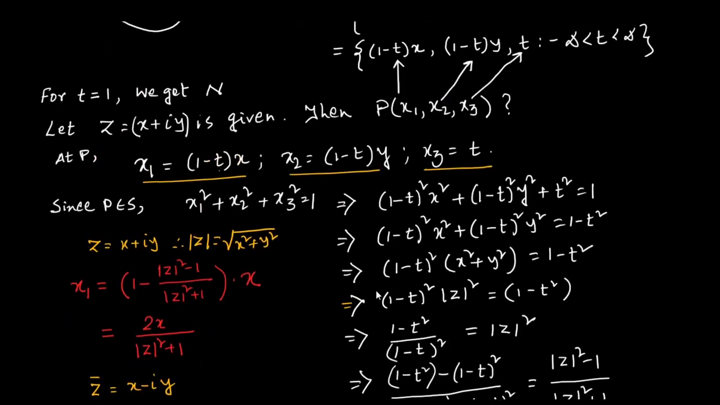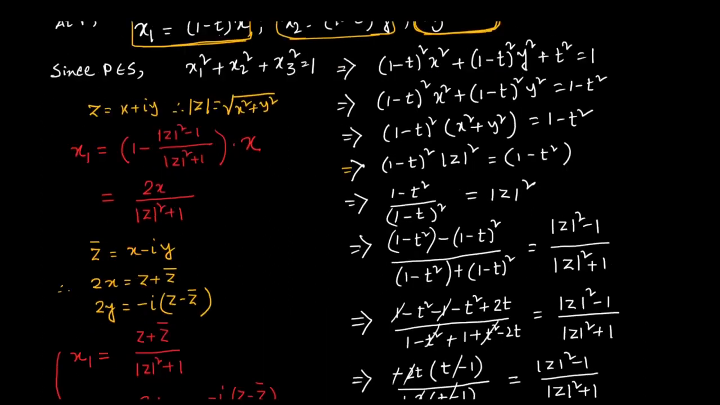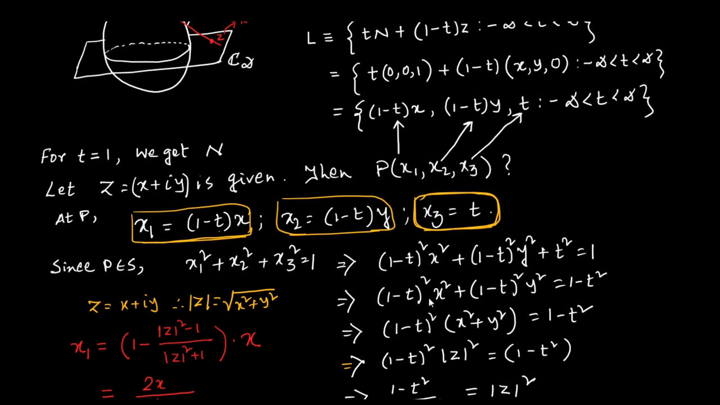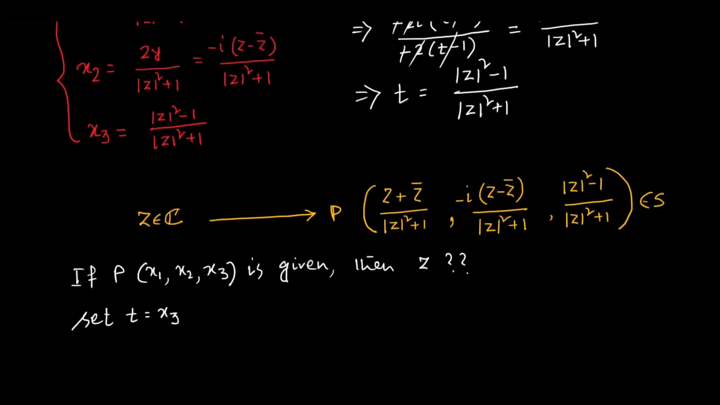If you look at this particular formula, which you have obtained from the equation of line, if you look at these three formulas, specifically if you look at this one, you will understand how, if x1, x2, x3 is given to us, we can find out z. So let us see how. If P is given to us, then how to find out z? Pretty simple. Set t equal to x3. Why? Look at the formula which we were referring to. Here x3 is t. So this motivates us to set x3 as t.